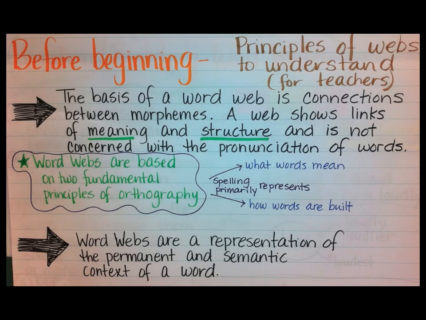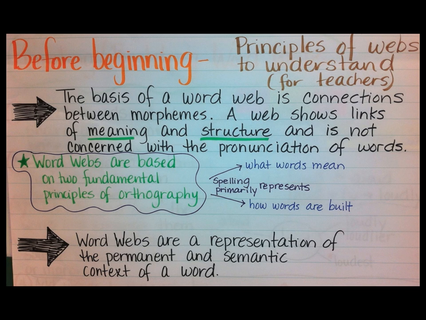Before you begin the actual construction, some things to get your head around as teachers. The basis of a word web is connections between morphemes. A web shows links of meaning and structure and is not concerned with the pronunciation of words. Word webs are based on two fundamental principles of orthography. Spelling primarily represents what words mean and how words are built. So this really speaks to that idea that these webs reinforce not pronunciation, and these families are families based on meaning and structure.